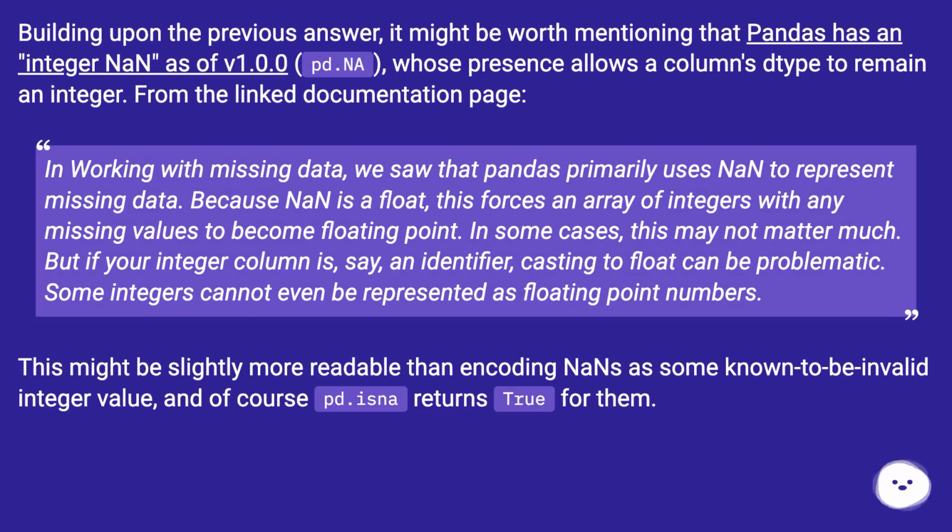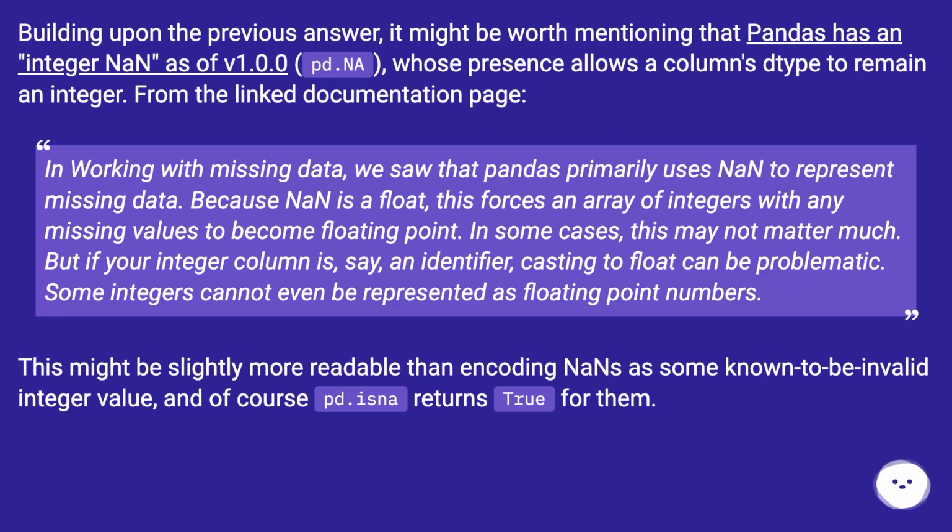From the linked documentation page, in working with missing data, we saw that Pandas primarily uses NaN to represent missing data. Because NaN is a float, this forces an array of integers with any missing values to become floating point. In some cases, this may not matter much, but if your integer column is, say, an identifier, casting to float can be problematic. Some integers cannot even be represented as floating point numbers.